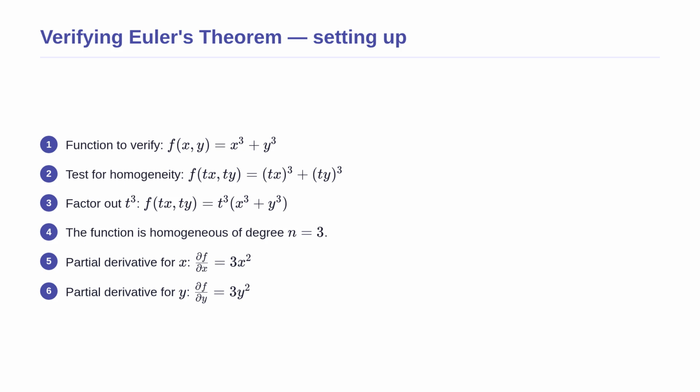Next, we manually calculate the partial derivatives. Treating y as a constant, the derivative with respect to x is 3x squared. Similarly, the derivative with respect to y is 3y squared.